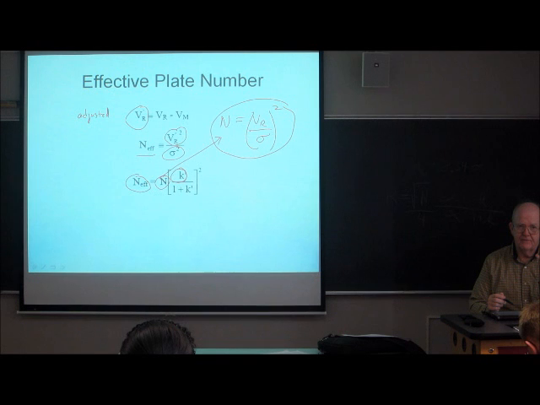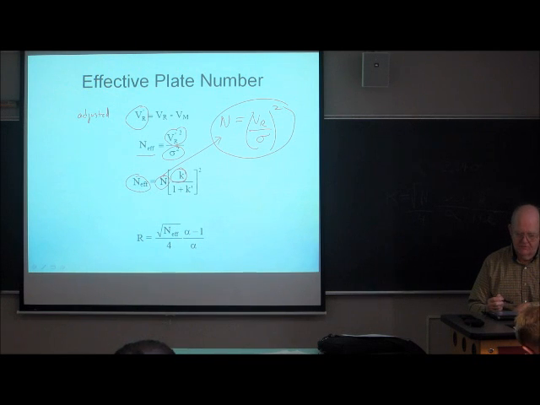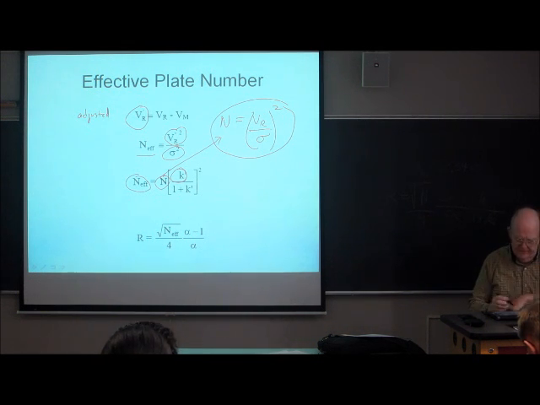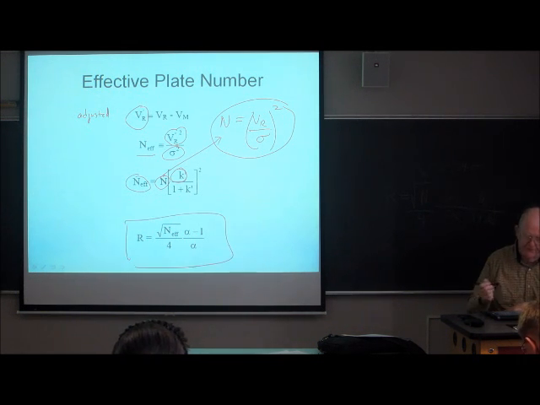Which makes sense, because we can plug the effective plate number into the resolution equation, and you can see that it subsumes the K prime over 1 plus K prime dependence that's in the general elution equation. So the general elution equation is written like that.